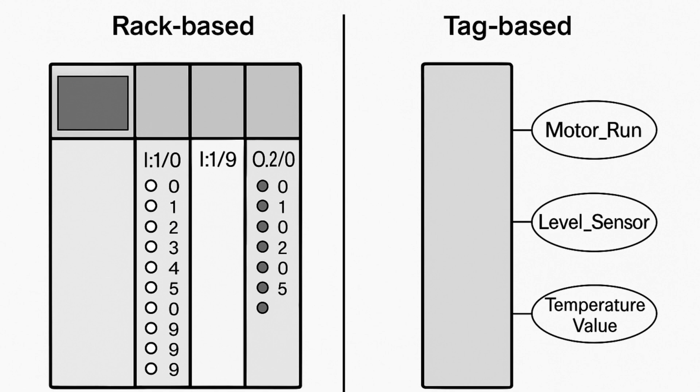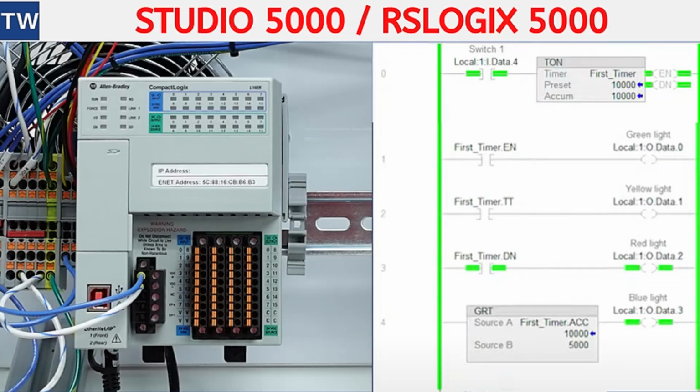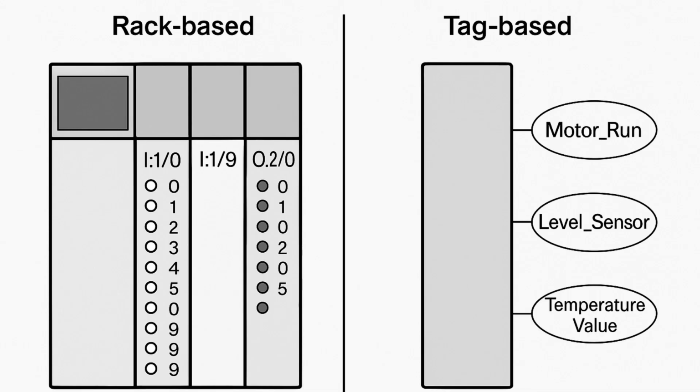Allen Bradley PLCs, for example, use two primary memory organization methods: rack-based systems and tag-based systems. The RS Logix 500 family uses a rack-based, fixed memory structure, where I/O addresses are determined by the slot location of the input and output modules within the PLC rack. The RS Logix 5000, or Studio 5000, family uses a tag-based memory structure, which assigns names, tags, to memory locations instead of fixed numeric addresses. Tags make it easier to identify variables and improve program readability.